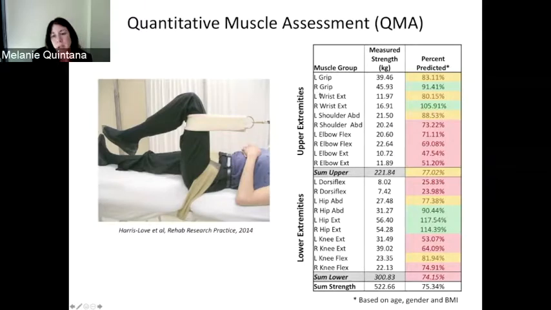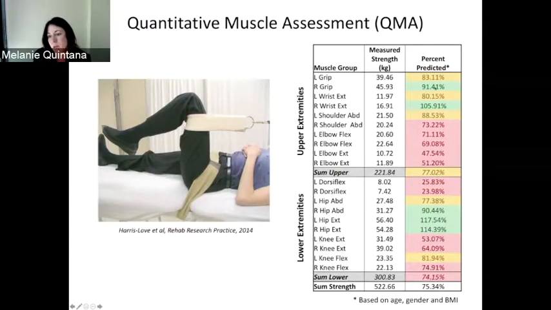We can get this for a lot of muscle groups, as I said: grip, wrist extension, shoulder abduction, elbow flexion, elbow extension. Those are sort of the upper extremities. And then we have the lower: dorsiflexion, the ankle, hip abduction, hip extension, knee extension, and knee flexion.